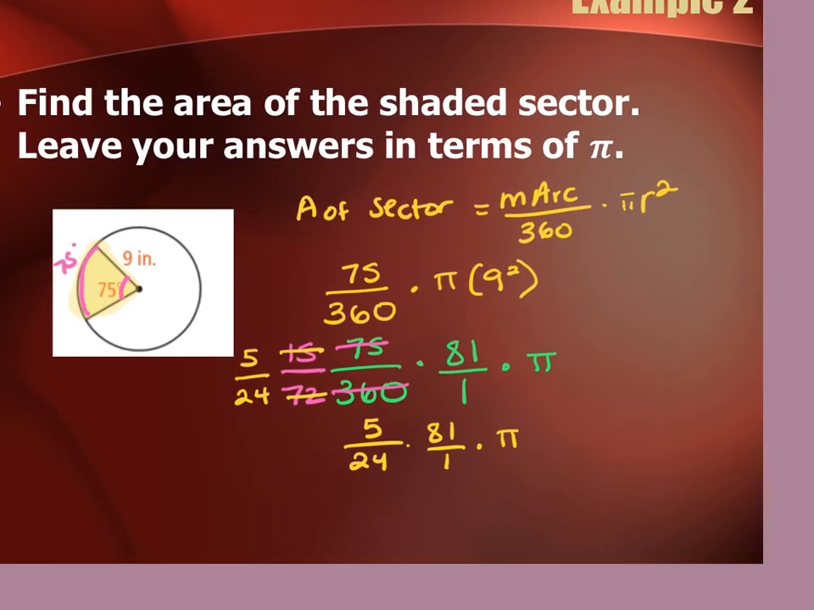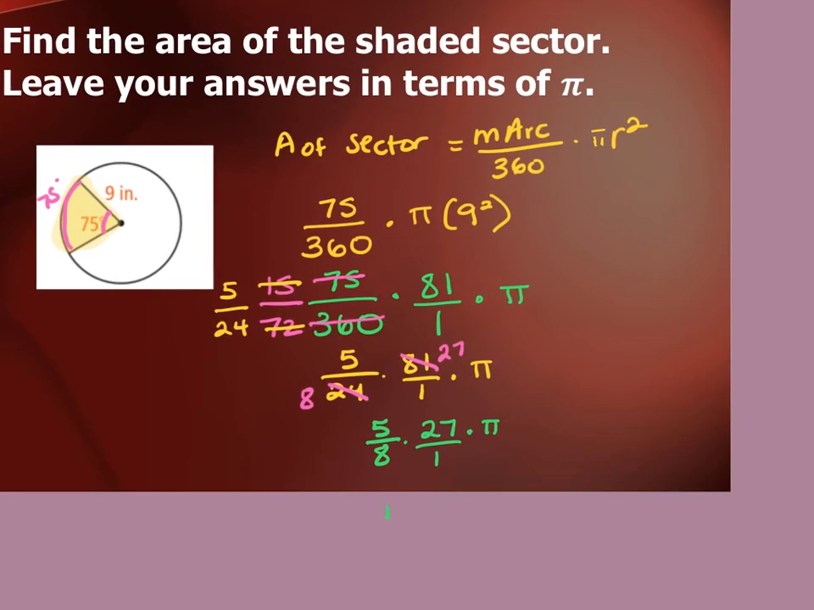And this is where it gets a little tricky because you can reduce it again. 24 and 81 are both divisible by 3. It would go 8 times and 27 times. So it'd be 5 over 8 times 27 times pi. And 5 times 27 is 135 over 8 pi. So that's one way to do it.